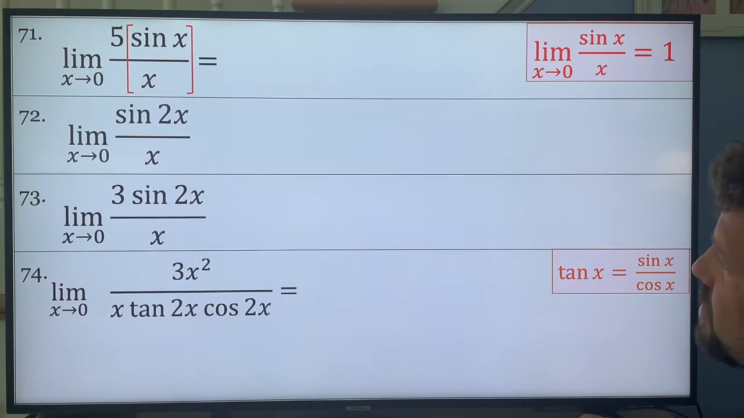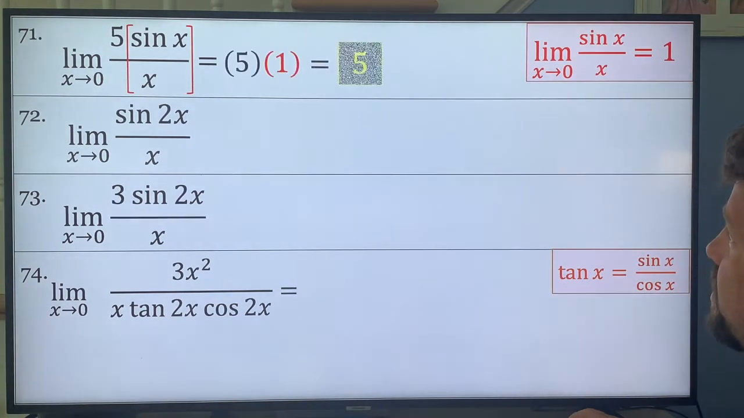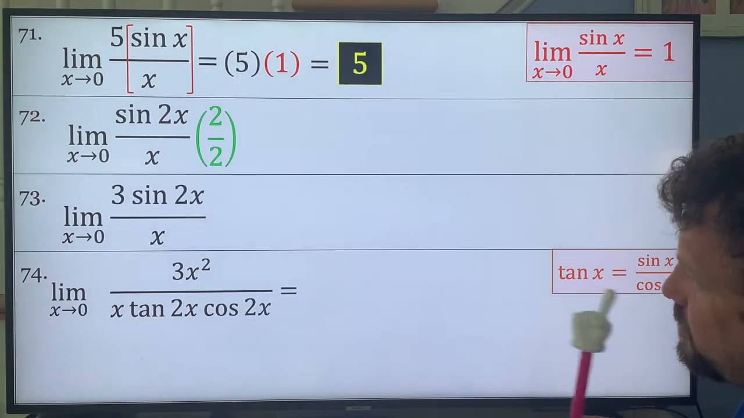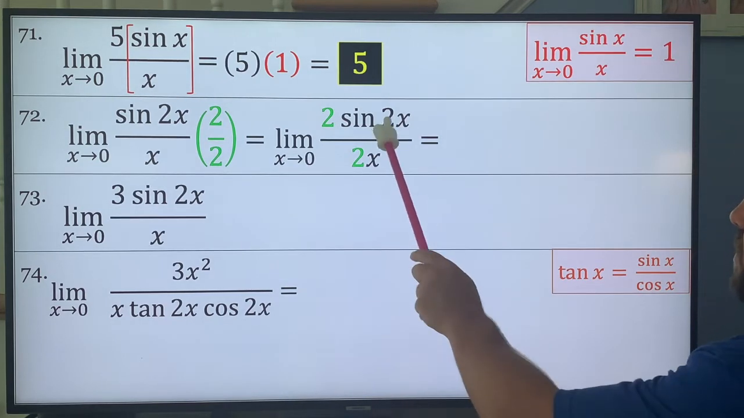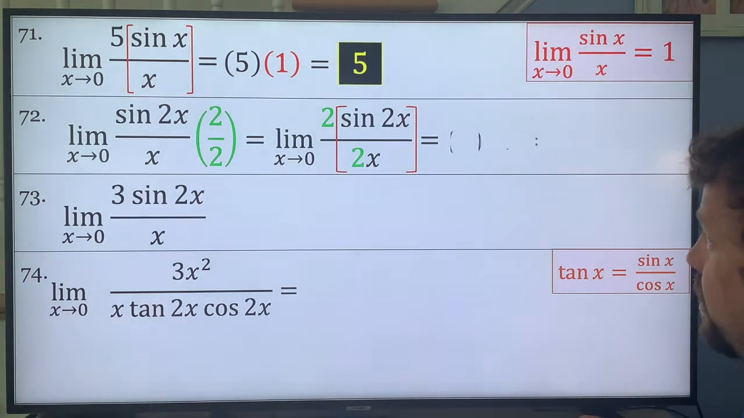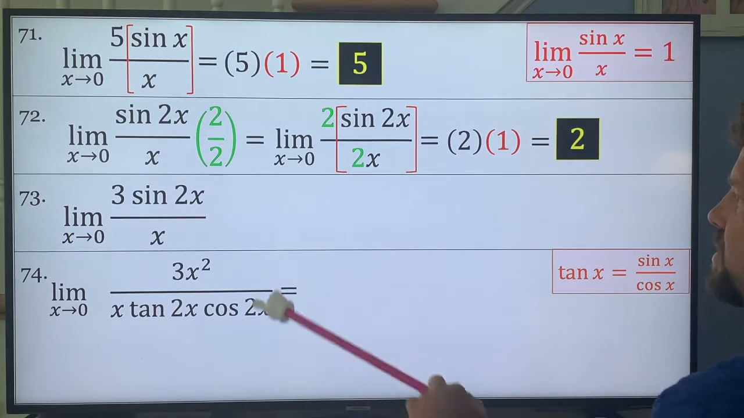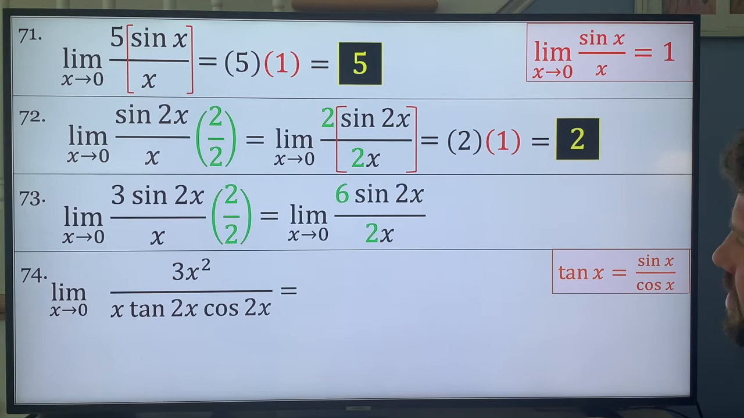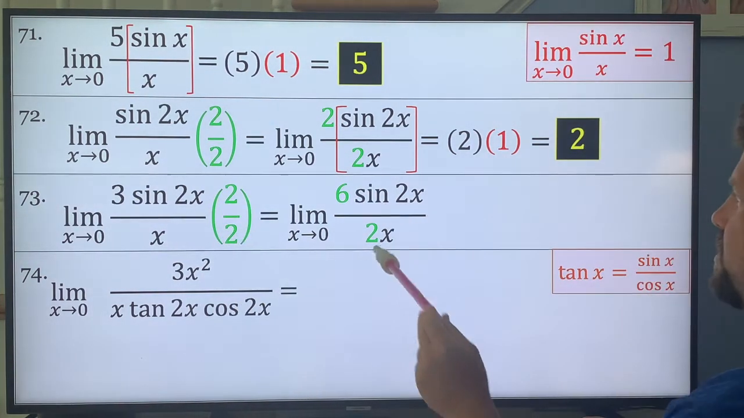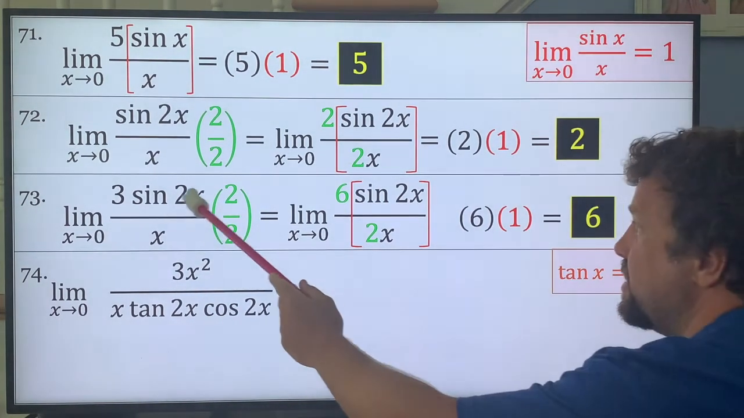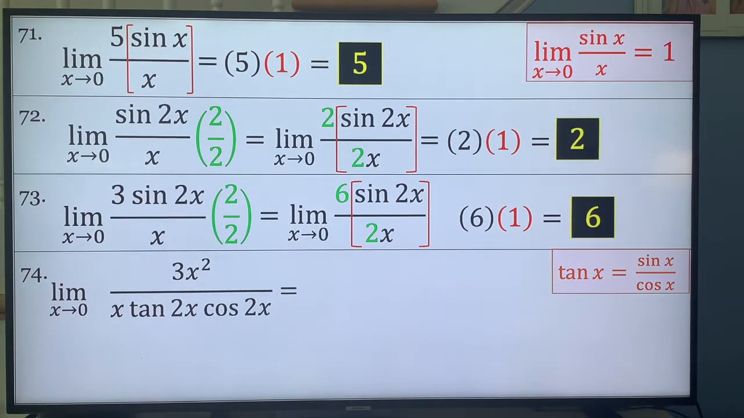Take out sine x over x. What does that equal? 1. 5 times 1 is 5. Got to get the bottom to be a 2. Multiply by 2 over 2. 2 sine 2x over 2x. What does this become? 1. 2 times 1 is 2. Multiply this by, once again, 2 over 2. 2 times 3 is 6. Sine 2x over 2x, which becomes 1. 6 times 1 is 6. Yes, it's pretty much just this times this number, okay? I know you're going to say something or think about something like that, but you are correct.